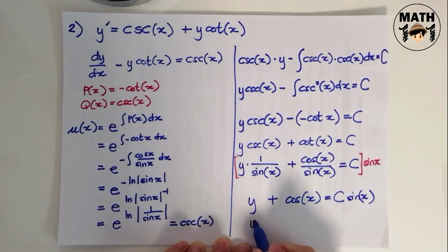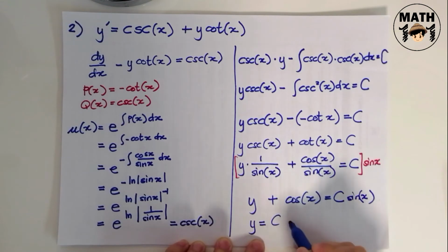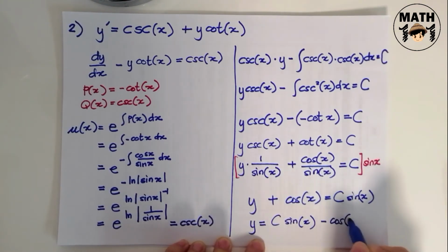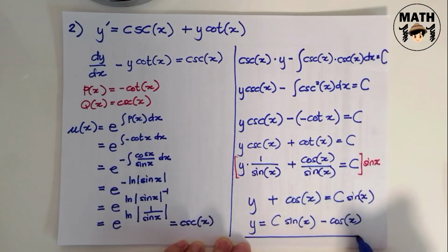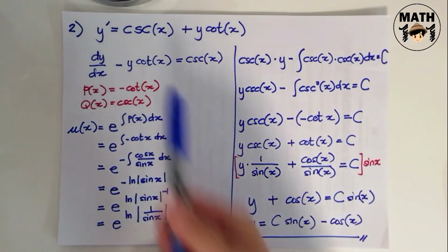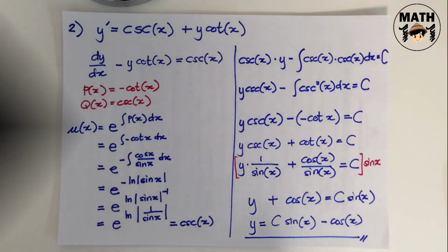Expressing this explicitly, y equals c sine of x minus cosine of x. And this is now the general solution of this differential equation.